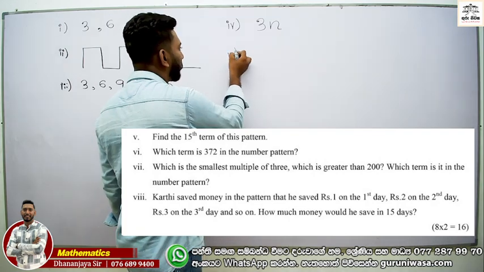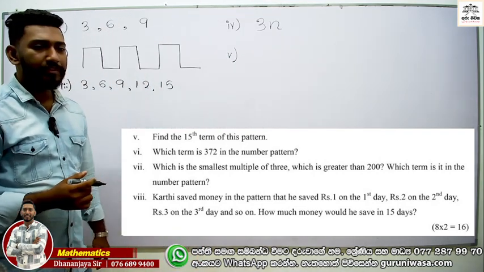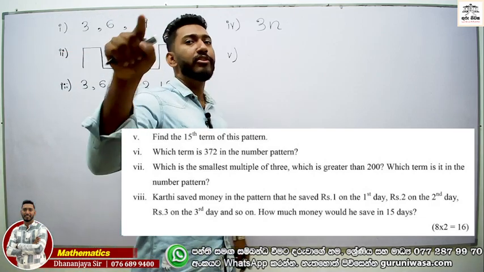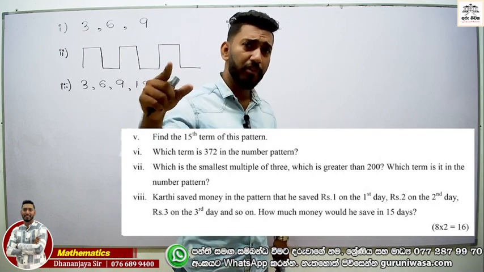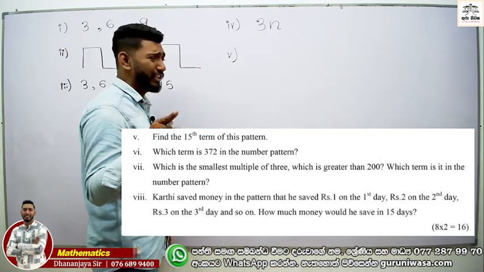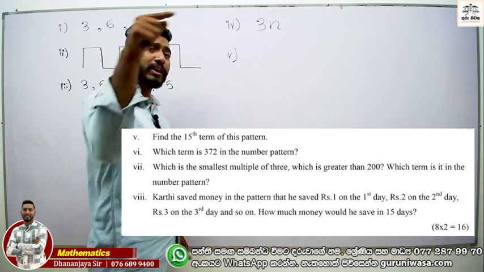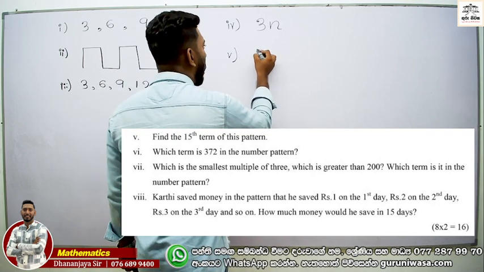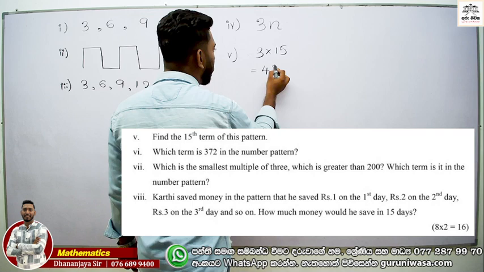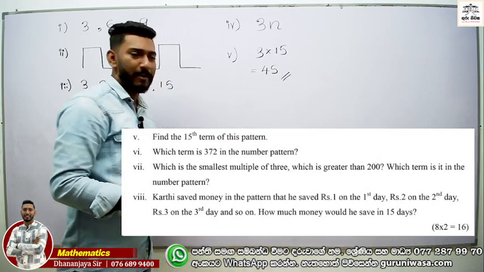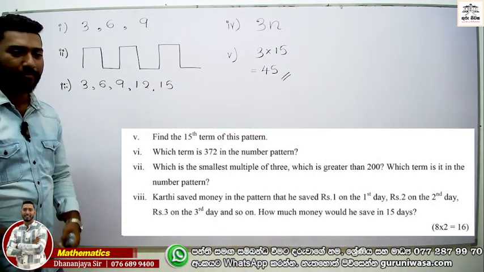Now fifth one. Find the 15th term of this number pattern. You know the rule, right? We have a general term. Therefore, how to find the 15th term? You need to substitute 15 into the n. 15 into the n. Now 3 times 15, it should be 45 sticks. 45. Yeah, well done. 45.